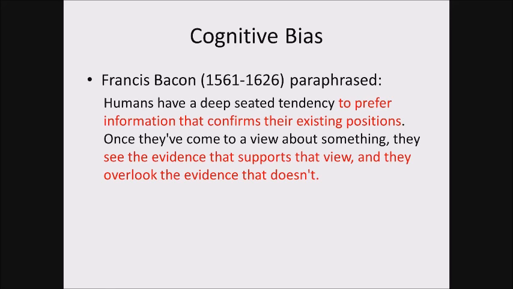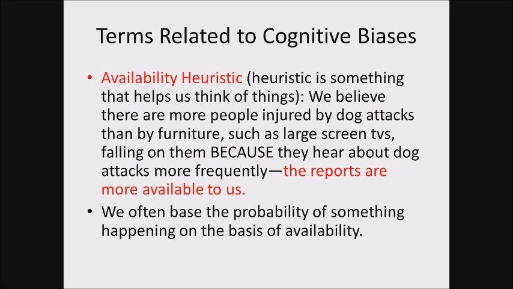Once they've come to a view about something, they see the evidence that supports that view and they overlook the evidence that doesn't. So you only tend to look for support that's confirming your own particular bias. And that's what we mean by bias, something that we believe. And I'm just going to quickly point out some of the terms related to cognitive bias from your textbook. We're not going to look at all of them. These are the ones I think are the most useful to us.